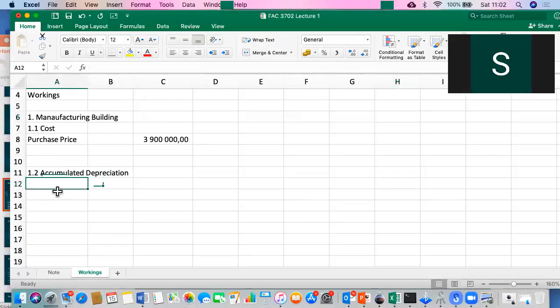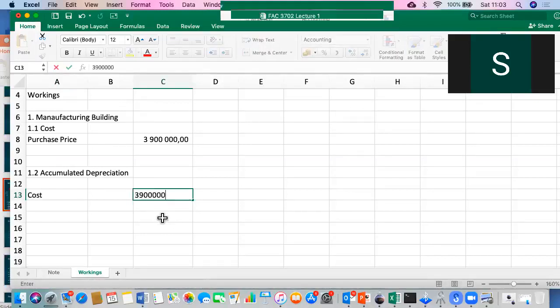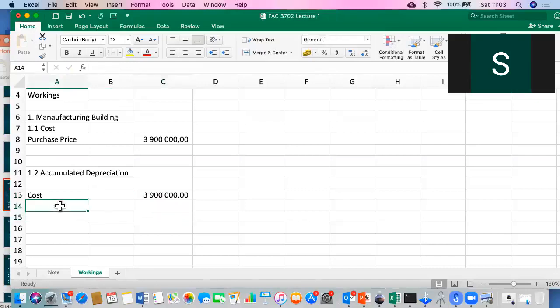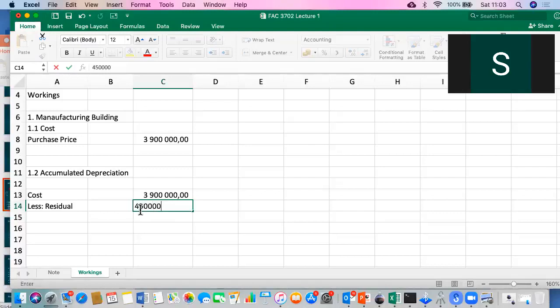Okay, so accumulated depreciation. We calculate accumulated depreciation based on the depreciable amount. So the depreciable amount is the cost, which is the 3.9 million. Okay. From the depreciable amount, we always less the residual. The residual, what is the residual given in this question? The residual is initially given at inception as 450,000. Okay. So the residual is always a minus.